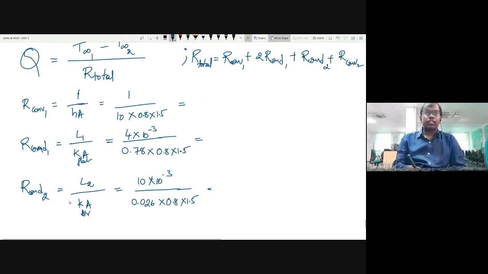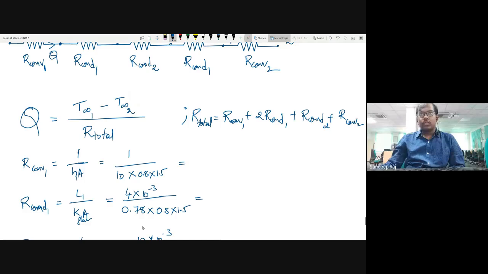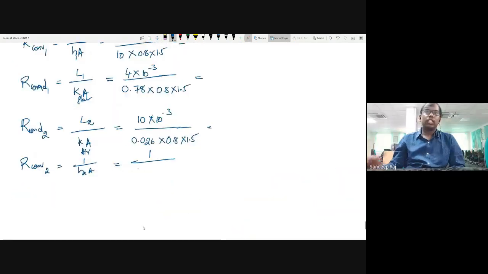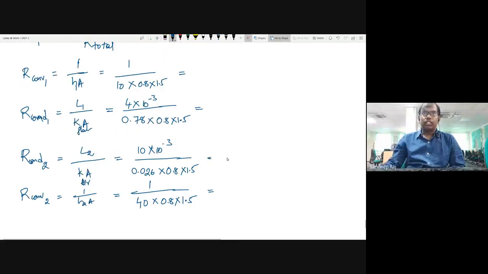And what is required? R convection 2 is required. It is 1 by h2A. This is h1A, this is h2A. What is the h2 value? It is 40. 40 is given in the question, and 0.8 into 1.5. So you'll get all these values.